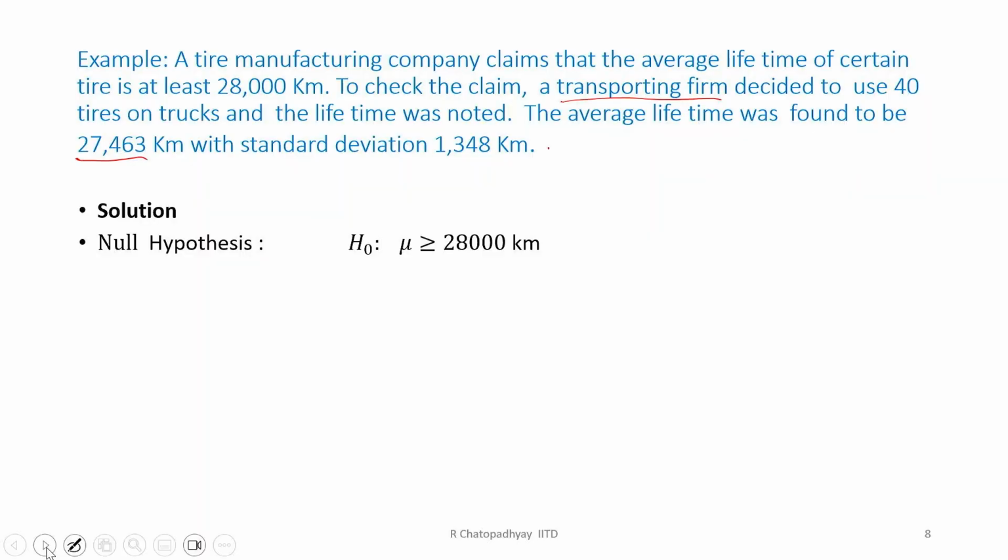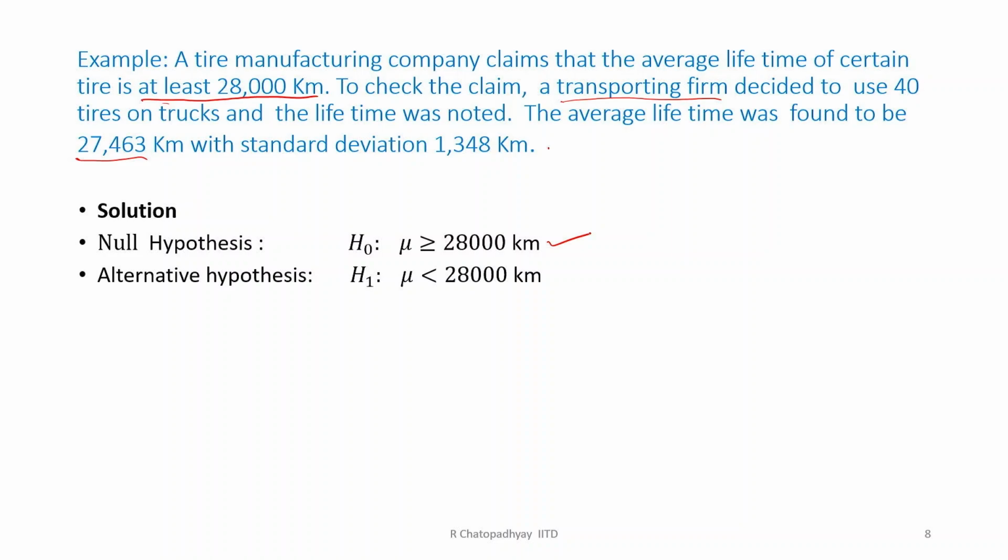So our null hypothesis is H0, because what they are writing is at least 28,000 kilometers. That means H0 is mu greater than or equal to 28,000 kilometers. And the alternative hypothesis in this case is mu less than 28,000 kilometers. So this is how we write the null and alternative hypotheses. Why is it greater than or equal to? Because the words used are "at least", and it could be more than this also. Therefore we write greater than or equal to 28,000 kilometers.